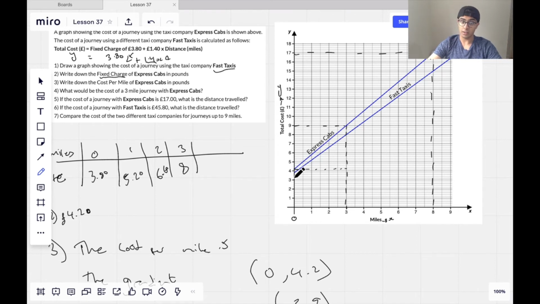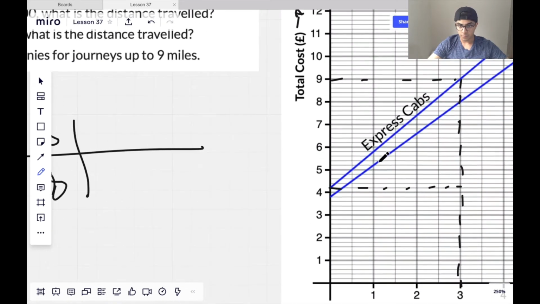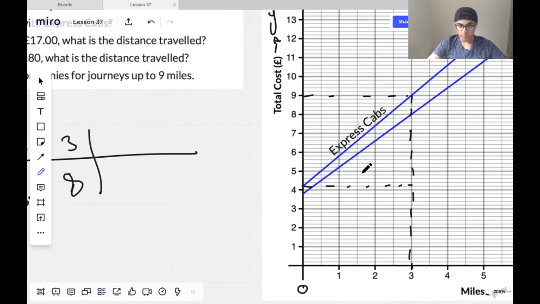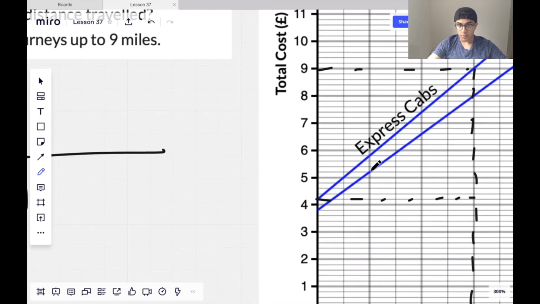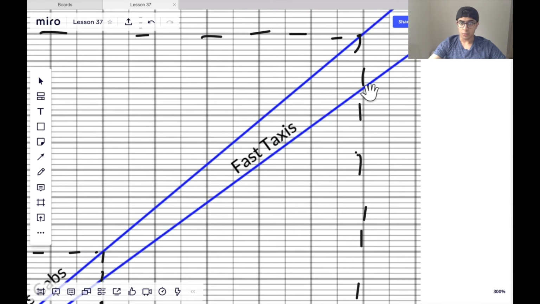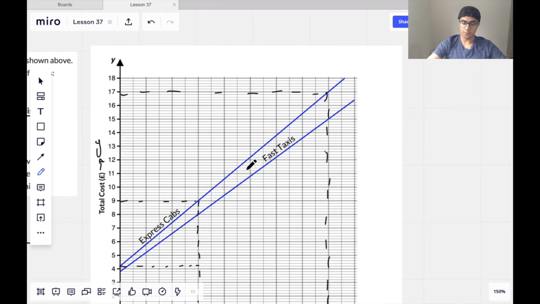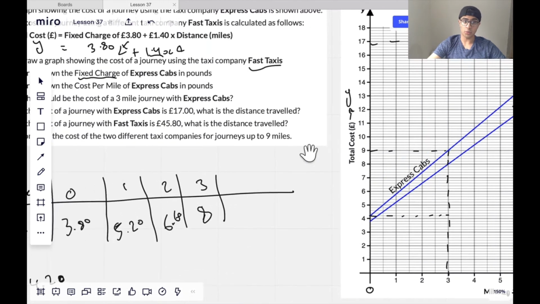So if you're for a small journey, let's say up to a mile, the difference is what? That's what, 5.2. This is 5.8. So it's like 60 pence. But at say 9 miles over here, the difference is what, £1, £2 even. So there's kind of 2 observations you can make.